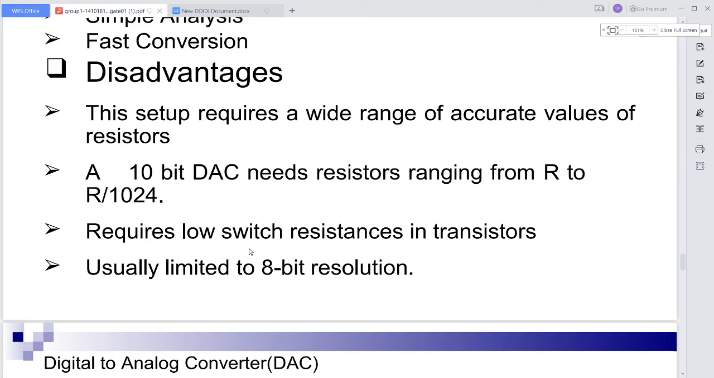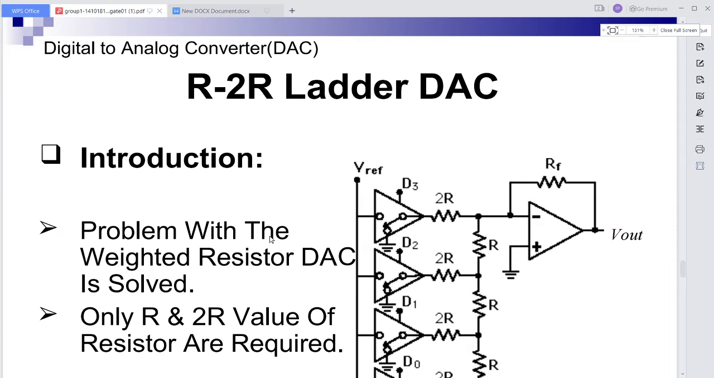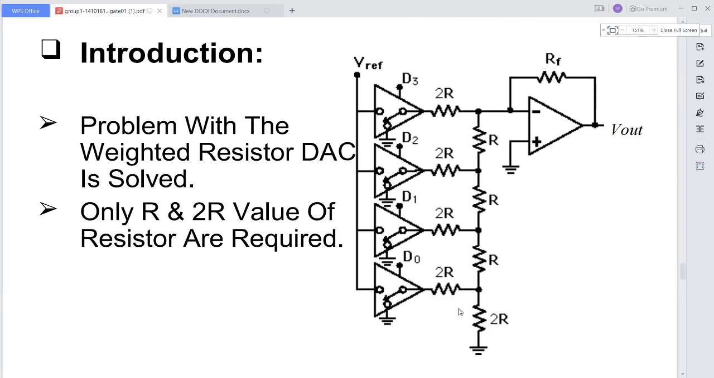To avoid the disadvantages of having the wide range of resistance, we have to go for another type of digital to analog converter, that is called the R to 2R ladder type DAC. It uses only two resistors. Instead of having a wide range of resistors, it can use only two resistors, that is R and 2R only.